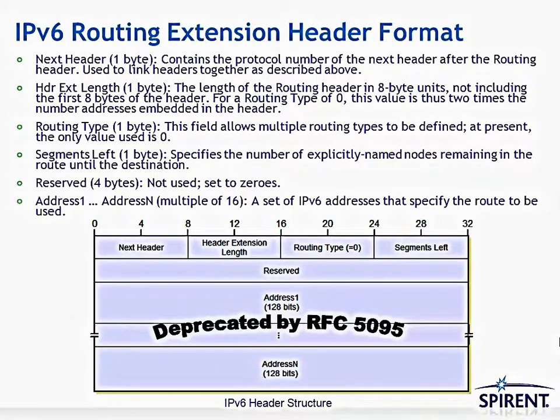So this gives an example of the IPv6 routing extension header, although this particular extension header has been deprecated by RFC 5095, so I'm not going to be discussing it any further here.